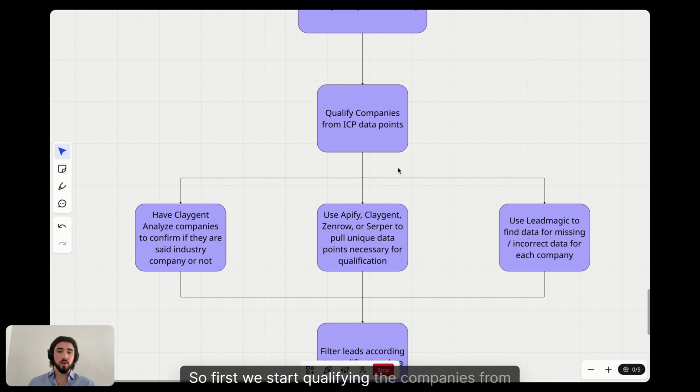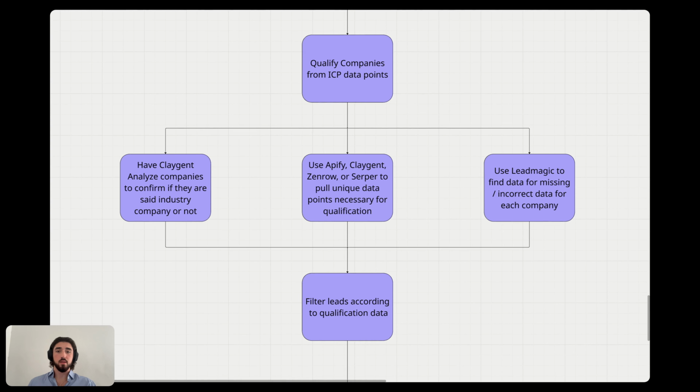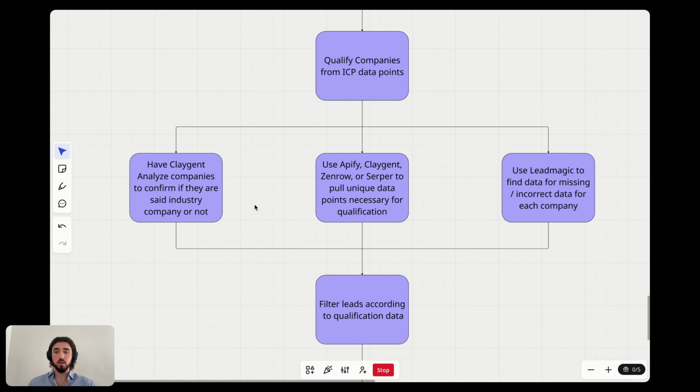So first, we start qualifying the companies from the ICP data points that we've laid out. This can be more rigorous for certain clients than others. Certain clients, they don't really need to do much. We'll just run a Clay search to make sure it's the industry company that we're going after. Some other clients, we need to go through 10 different data points to qualify companies. Really depends, but this is the general process that we do.